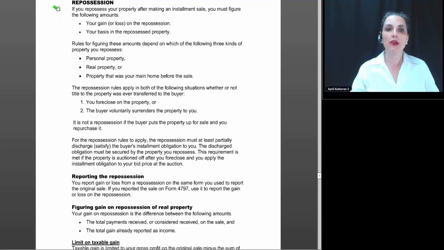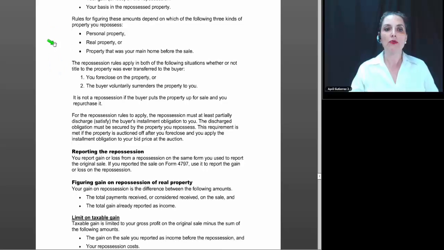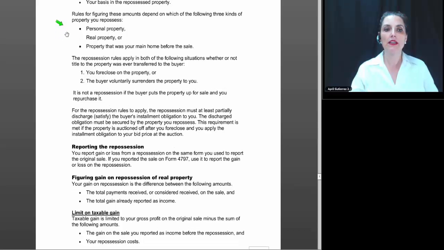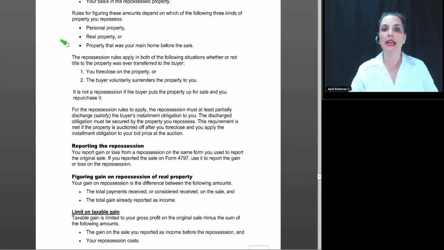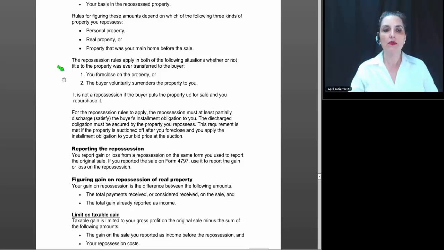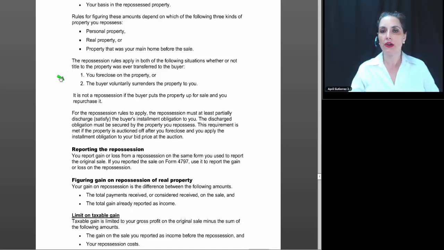If you repossess your property after making an installment sale, you must figure the following amounts: your gain or loss on the repossession and your basis in the repossessed property. Rules for figuring these amounts depend on which of the following three kinds of property you repossess: personal property, real property, or property that was your main home before the sale. The repossession rules apply in both of the following situations, whether or not title to the property was ever transferred to the buyer. Either you foreclose on the property or the buyer voluntarily surrenders the property to you.